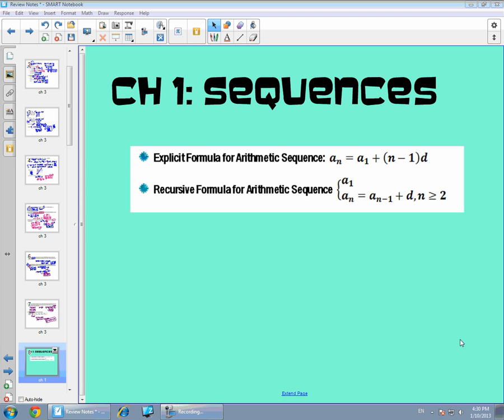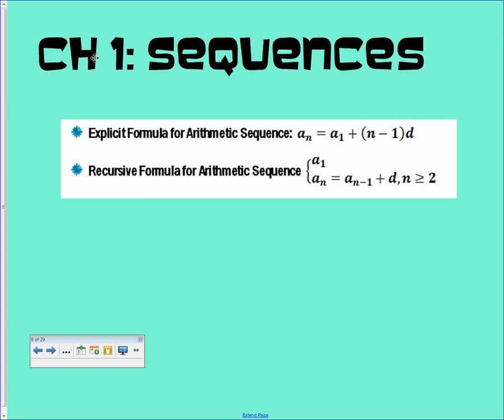After chapter 3, we had a little mini section on sequences, which is actually covered in chapter 1 of the book, in case you're looking for that. And there are two different formulas for the arithmetic type sequence. We just did geometric in chapter 7, but arithmetic, remember, means that you are adding the same amount each time. Okay, so arithmetic means to add.